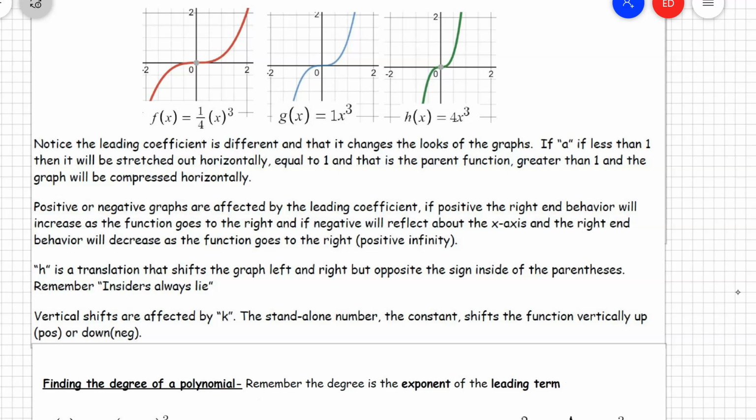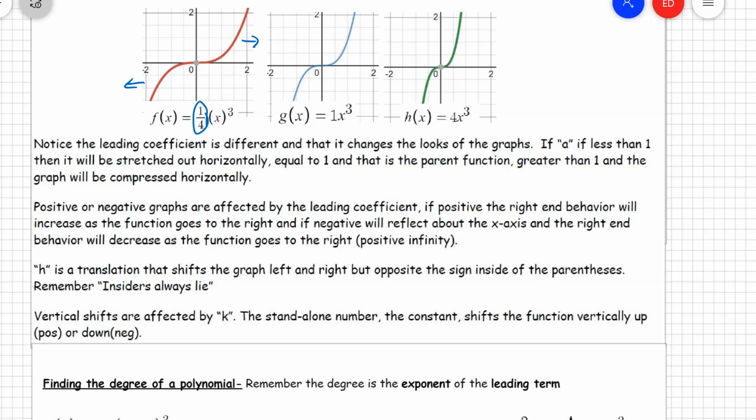So when we're looking at this one, it is going to be more of a reference video. So notice the leading coefficient is different and that it changes the look of the graphs. If the a value, that value that's up in front, is less than 1, then it's going to be stretched out horizontally. So it's as if we were taking silly putty and really stretching it out. And that's going to be a horizontal stretch.